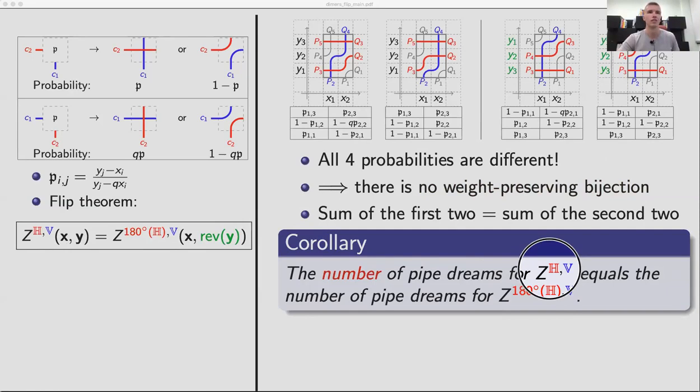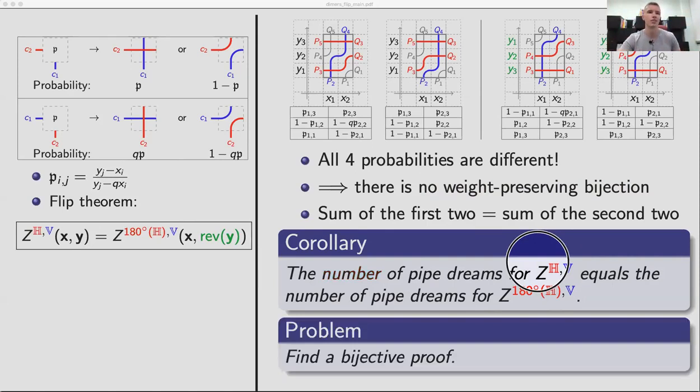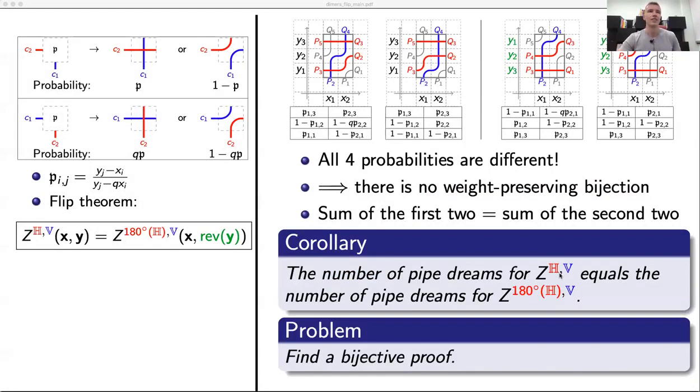And this is completely combinatorial. I'm not using this formula for the spectral parameter in any way, just the two sets of pipe dreams have the same cardinality. So the question is, how do you prove this? I don't know. I tried and I failed, so please feel free to try. That's a purely combinatorial problem. There should be a bijection. Now, this was the flip theorem.